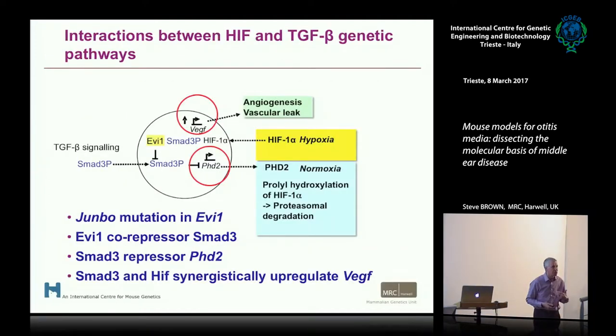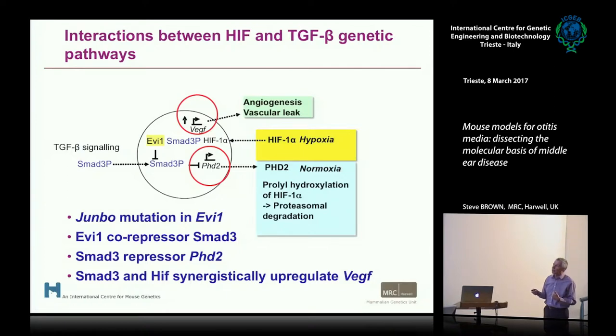So let me just walk you through how it might actually work in terms of a molecular model of the pathways involved. This is rather simplistic, but it gives you a good idea of how the pathways crosstalk between TGF-beta and hypoxia, and how a mutation might disrupt that crosstalk. So remember, activated phosphorylated SMAD3 is a key component of TGF-beta signaling. EVI1 is a co-repressor of SMAD3, so if we knock down EVI1, SMAD3 goes up. But SMAD3 is also a repressor of the enzyme prolyl hydroxylase 2, which is responsible for hydroxylation of HIF1 alpha, which keeps the cell in a normoxic state.